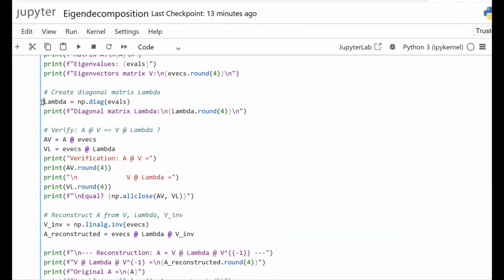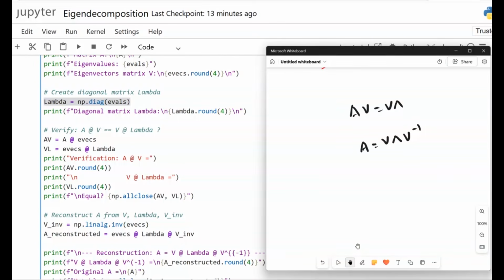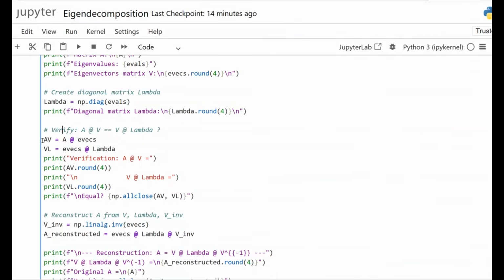And dear friends, kindly observe, here is the construction of the diagonal matrix. This matrix contains only scaling factors along its diagonal. So when we do this, we get lambda equal to lambda 1, 0, 0 and lambda 2. So this matrix contains only scaling factors along the diagonal. Here is the core identity, that is A V equals V multiplied by lambda.